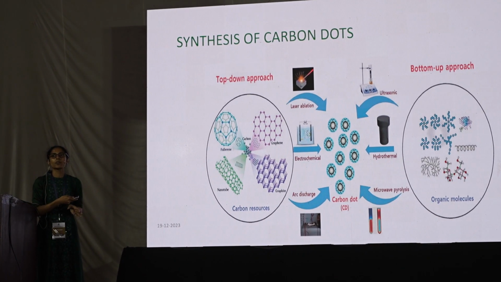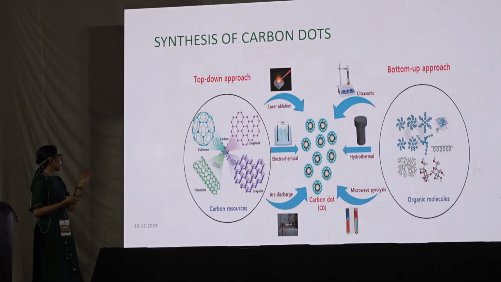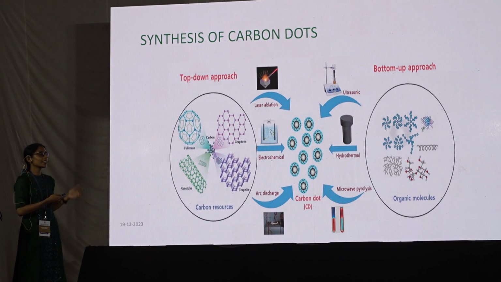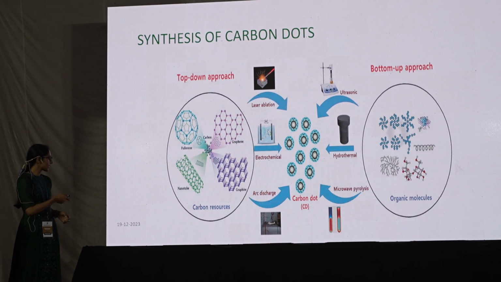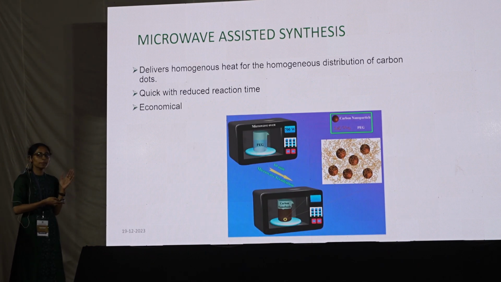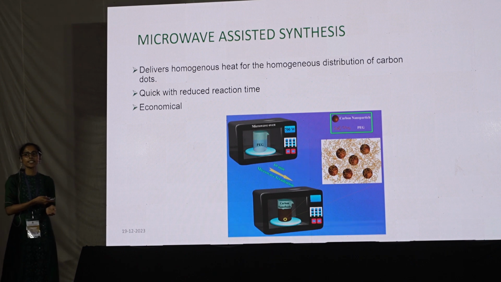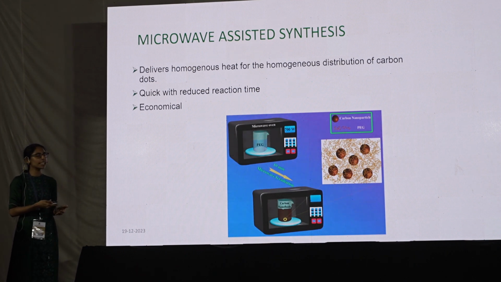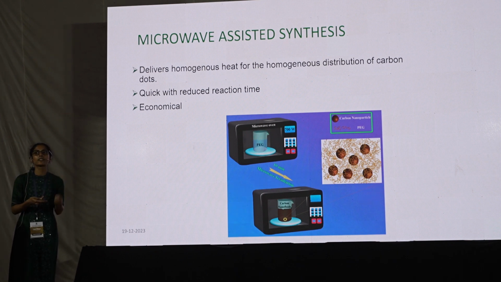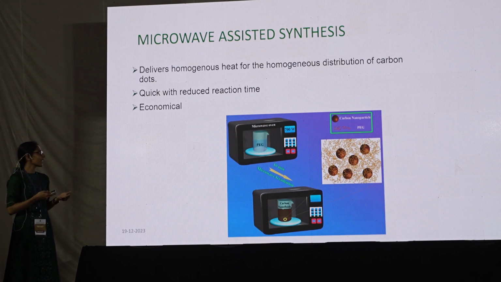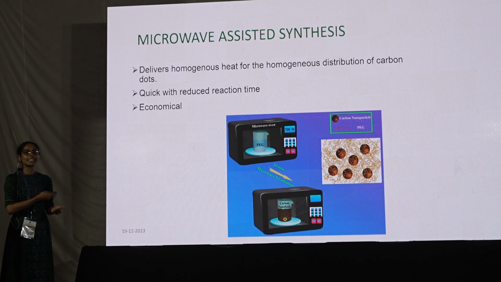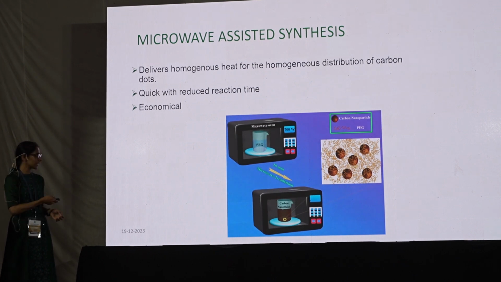Mainly, there are two approaches for synthesizing carbon dots. They are top-down approaches like electrochemical arc discharge and laser ablation methods, or bottom-up approaches like ultrasonic, hydrothermal or microwave pyrolysis. In my work, I chose microwave assisted synthesis because it has its own advantages. The most important thing is that it is very economical, the reaction time is very short, and it is greener. Most importantly, the carbon dots formed will be uniform because of uniform heat distribution in microwave assisted synthesis.